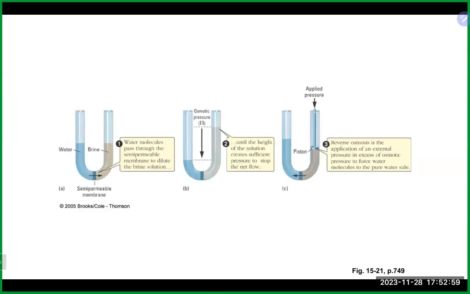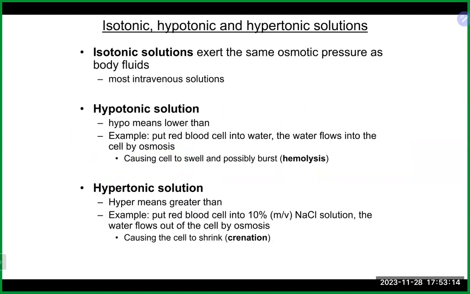Again, we got that flow. Brine solution is really a salt solution. That water is just going to flow into there to dilute it down until we hit that osmotic pressure. Applying the external pressure greater than that, again, will force everything back the other way, which is what is referred to as reverse osmosis.